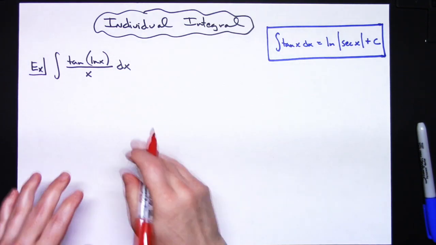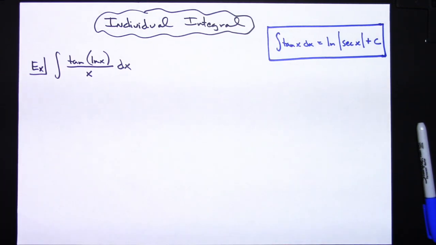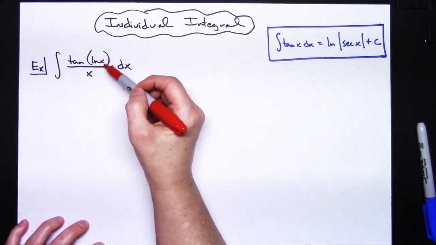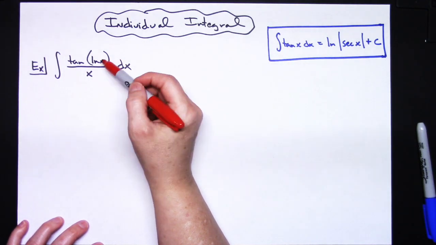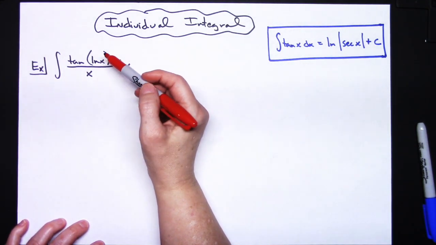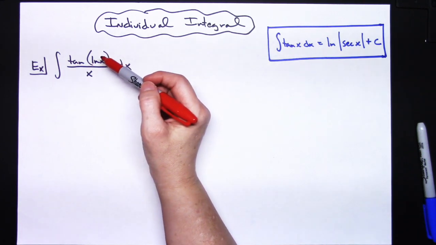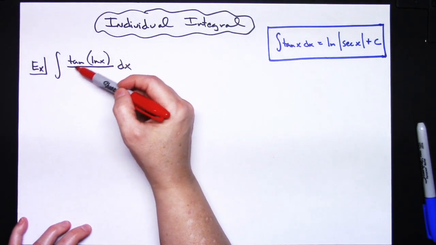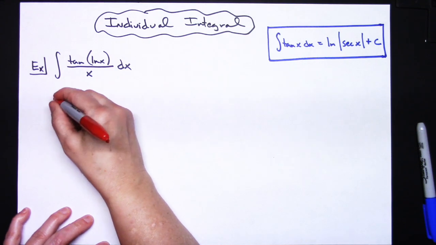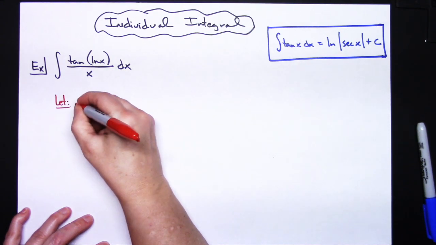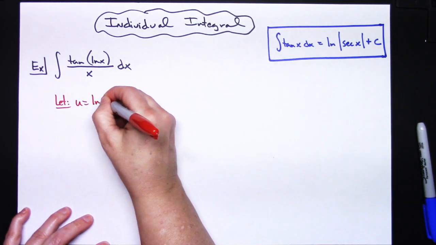Okay, so we're going to start here, letting u be our inside function. In that numerator, we've got the tangent of the natural log of x. So I have a composite function there just in the numerator. This is the inside function, tangent is the outside function. So I'm going to let my u be natural log of x.